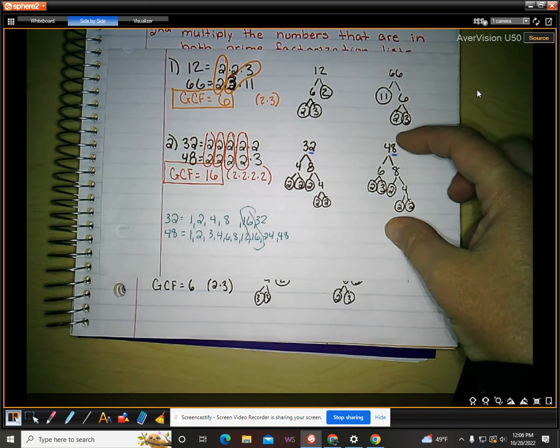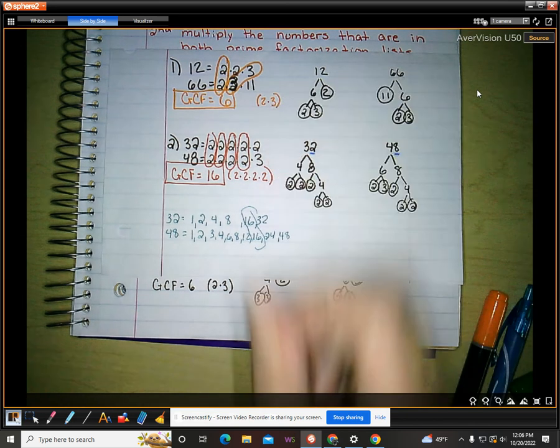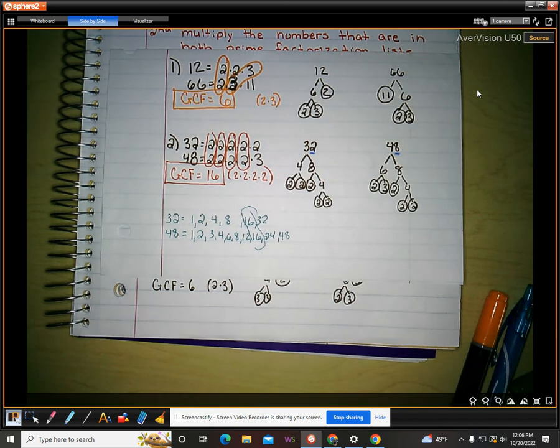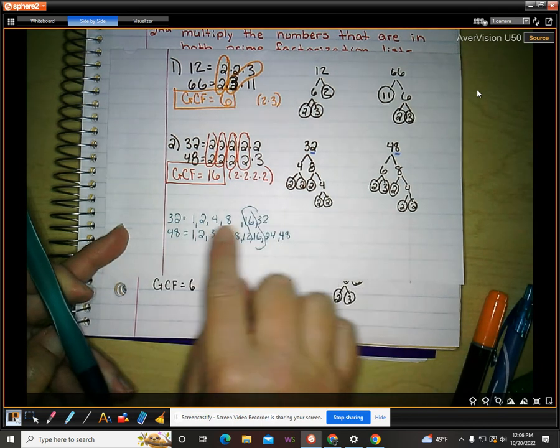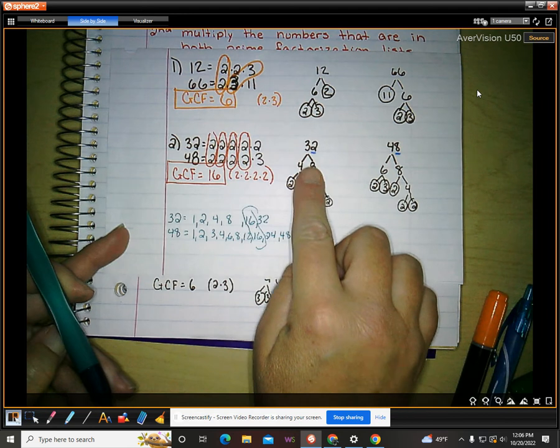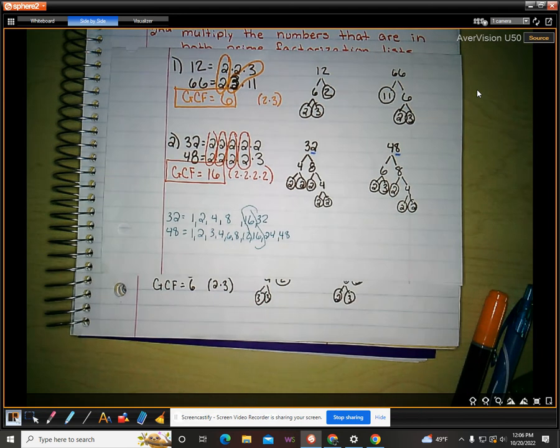I promise factor trees and prime factorization is much quicker. You are more likely to forget a factor when you're listing them like this than you are to forget something when you're breaking down a small number. Okay? I always try to show you the easiest way to accomplish something.